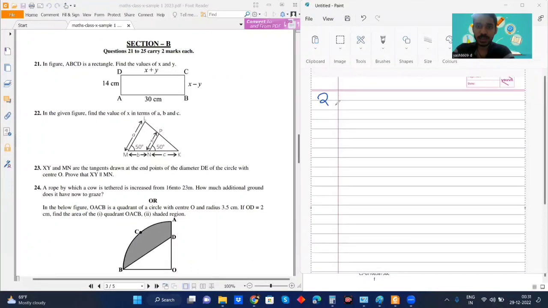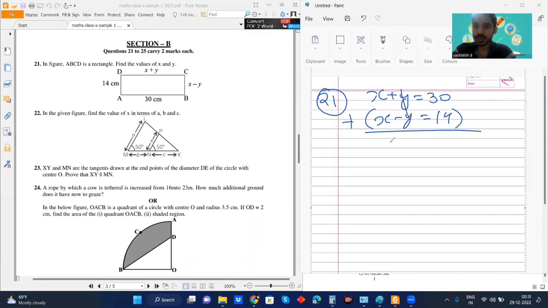Next, number 21. We have a diagram and we have to find the value of x and y. So we can clearly see that it's a rectangle, so opposite sides are equal. So I can write x plus y equals 30 and x minus y equals 14. To solve them, we will add the equations. Why will we add? We will add because the y variable gets cancelled.